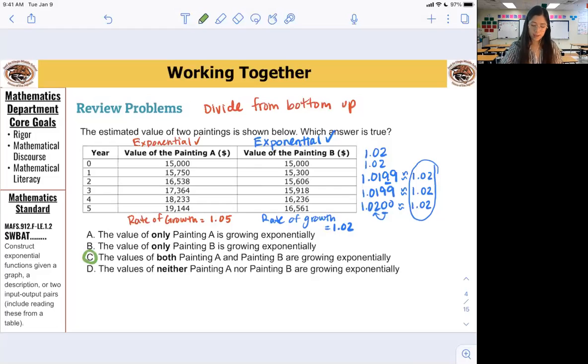Okay, one last thing. Are these growing at a constant rate, or are they growing at a constant percent rate? Is it a constant rate or is it a constant percent rate? And I'm asking this because I know this test is going to test you on that. Think about the definition of exponential functions.